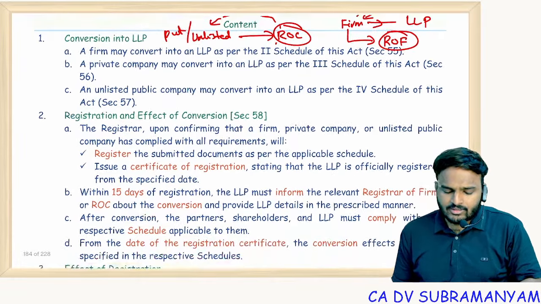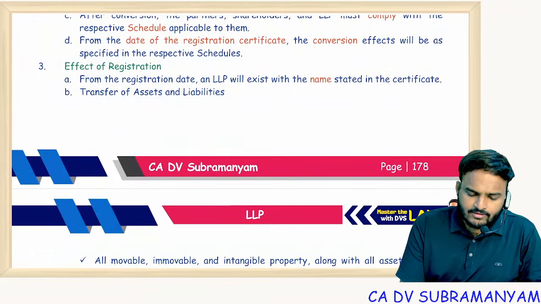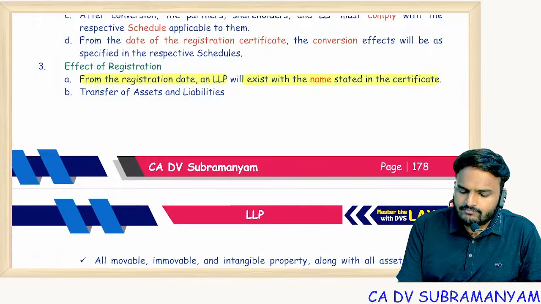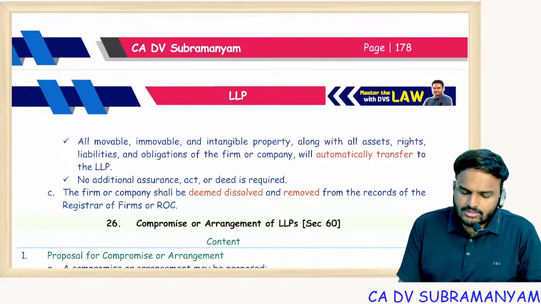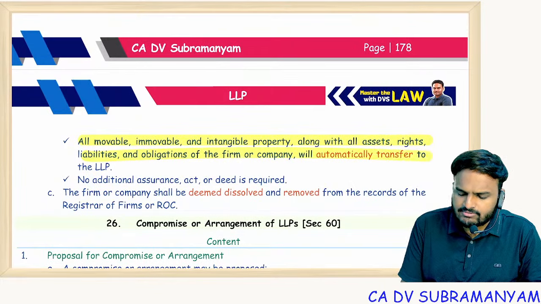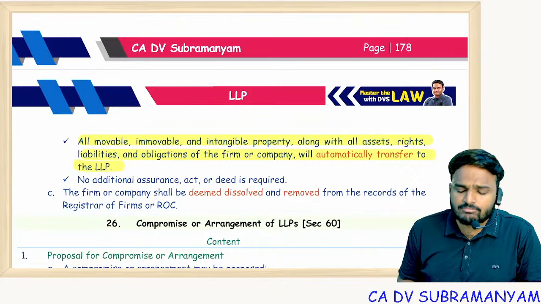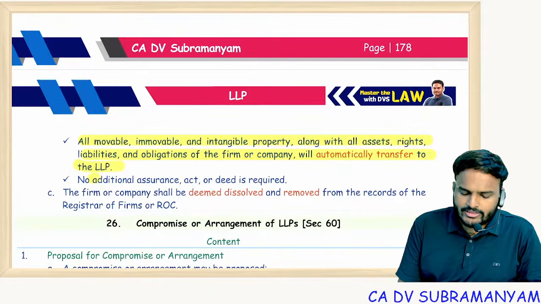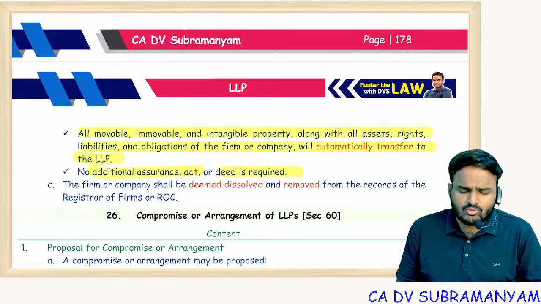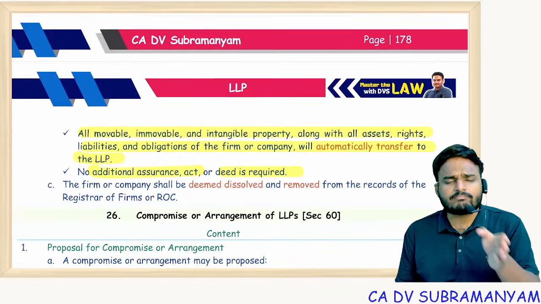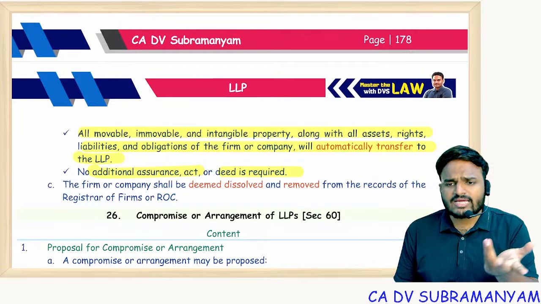That's it. But remember, effect of registration. From the registration date, LLP will exist with the name stated in the certificate, with transfer of assets and liabilities. All assets and liabilities of company or partnership firm become assets and liabilities of the LLP. No additional assurance or additional registration of documents is required. But only point is, partners of firm should become partners of LLP. All the members of company should become partners of the LLP. Then only capital gains issues will not come.